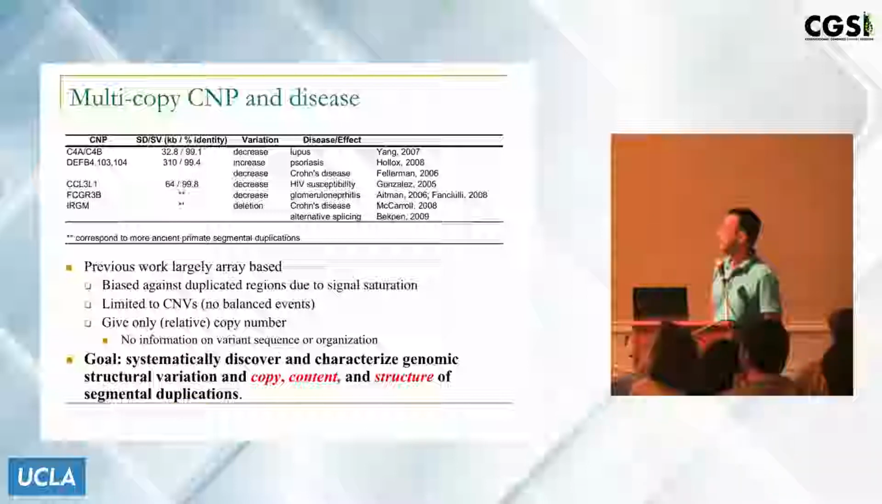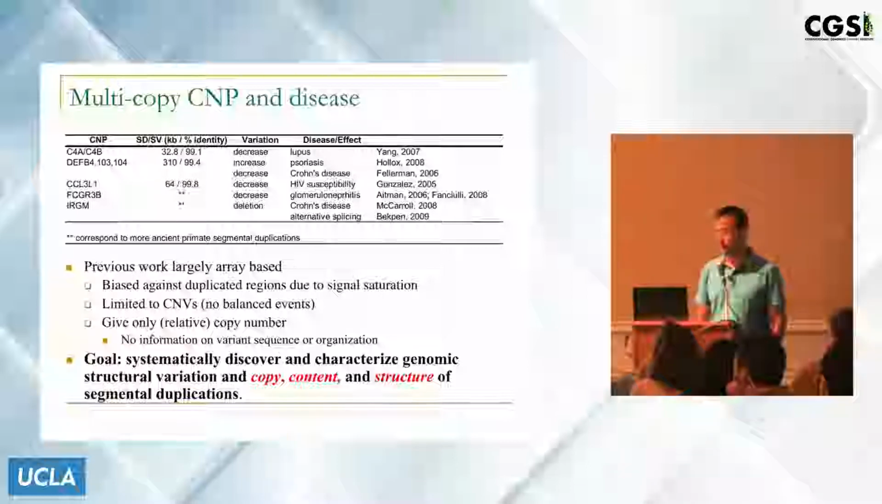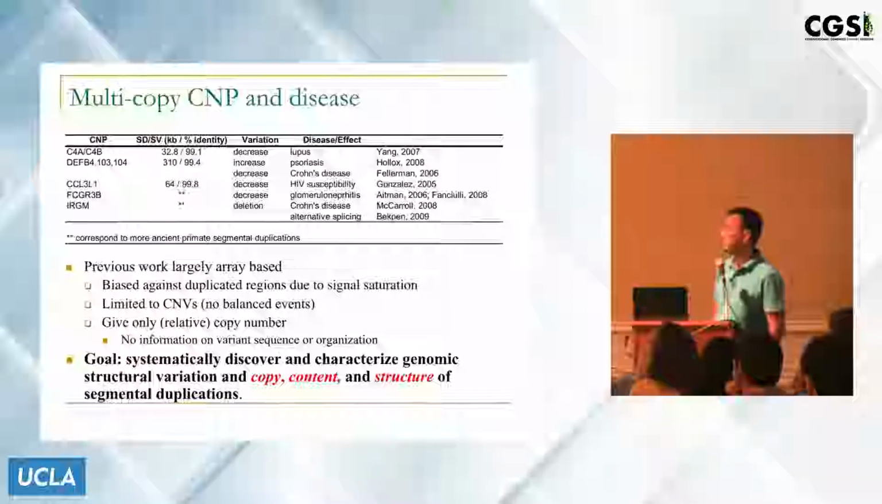The first one is a deletion, but the second one is of the defensin gene family. They play a role in the immune system, and an extra copy of the defensin gene family is associated with psoriasis, for example. On the other hand, if you are losing a copy, this is associated with Crohn's disease, so it goes both ways. An increase in CCL3L1 copy number increases resistance to HIV, and a decrease increases the susceptibility to HIV.